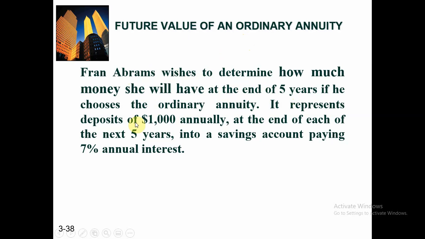It represents a deposit of $1,000 annually at the end of each of the next 5 years into a savings account paying 7% annual interest. So some information we find here. The first one is, she deposits $1,000 annually for the next 5 years at 7% annual interest. So how much will she get after 5 years under the ordinary annuity investment plan?